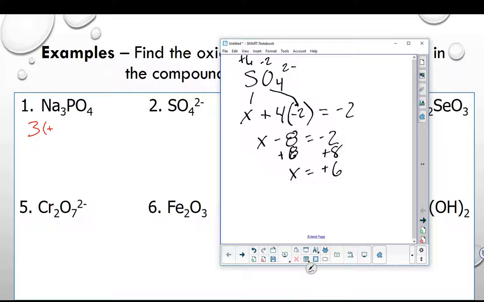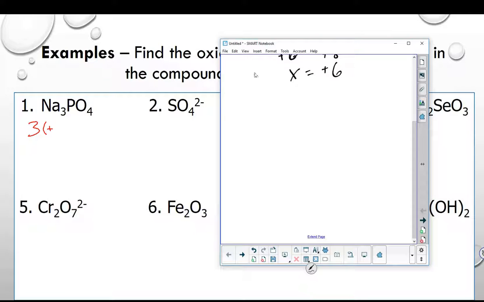This is oxygen's charge. This right here is where I got that. Does that make sense? Okay, so let's do this other one down here.